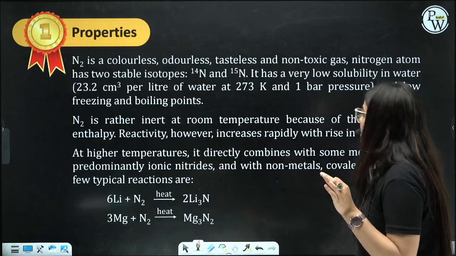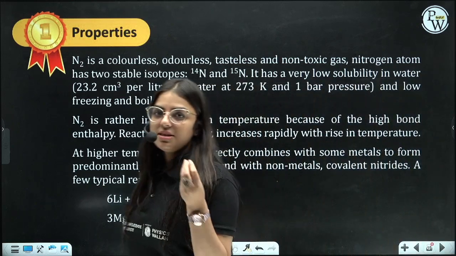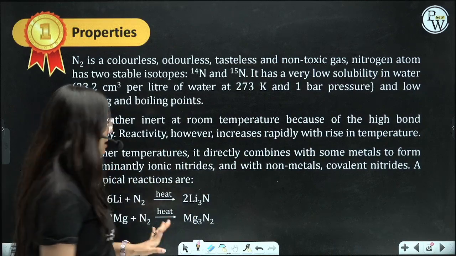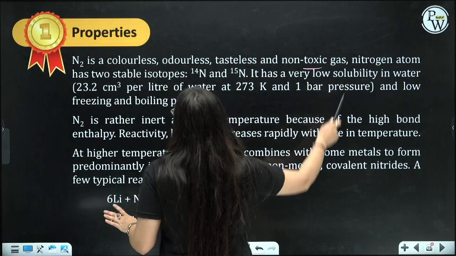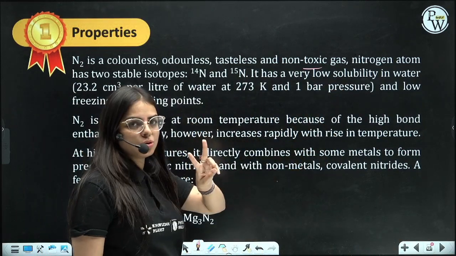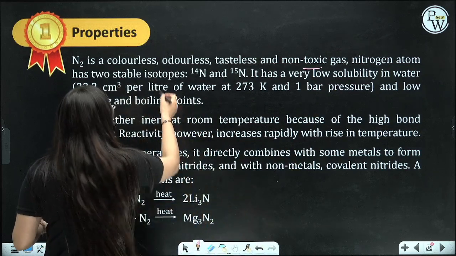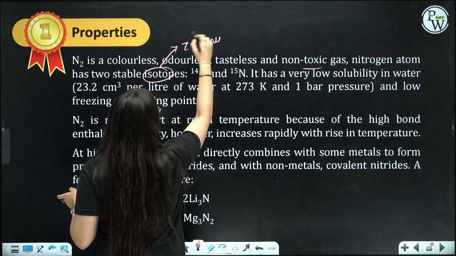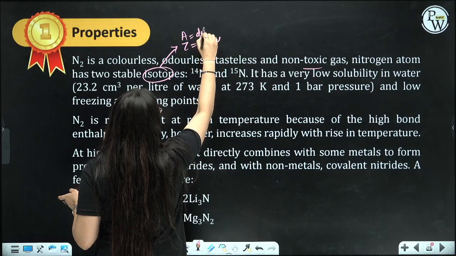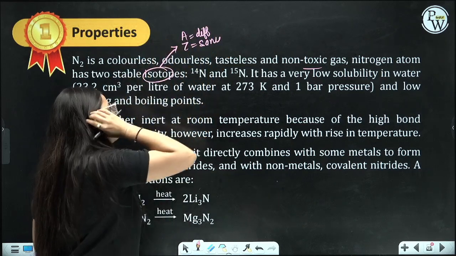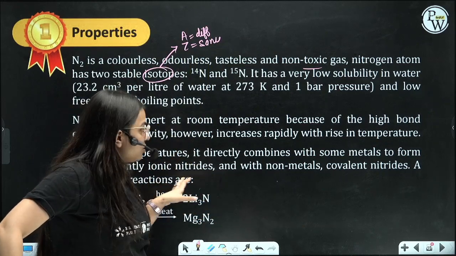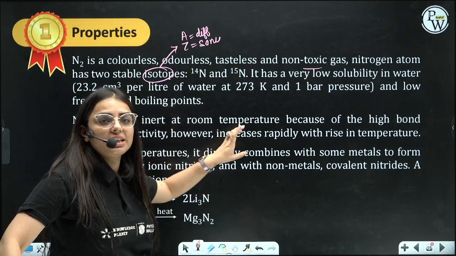Let's see the next one. Now comes the properties part. N2 is a colorless, odorless, tasteless, and non-toxic gas. The nitrogen atom has two stable isotopes. What are isotopes? If you don't know, students, isotopes have the same atomic number but different mass number, for example N14, N15. It also has very low solubility in water and very low freezing and boiling points.